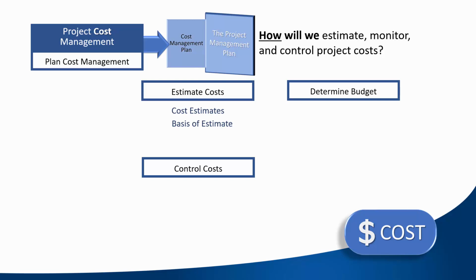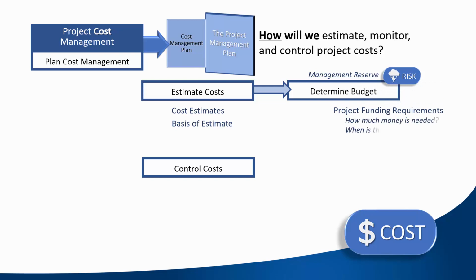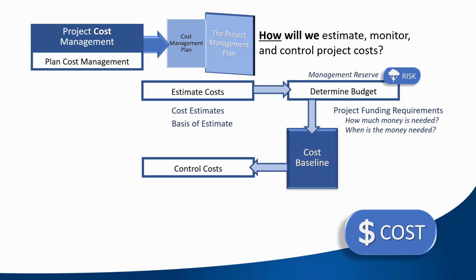Gather up all of the cost estimates, add in management reserve, which we discussed in the risk lessons, and you will determine the budget. Project funding requirements describe how much money is needed and when. For example, if you purchase a car, you don't need to pay cash for the full purchase price. The funding requirements would describe how much you will need up front and then monthly to make payments and cover other expenses. The cost baseline is our target and is used during control costs, so we can see whether we are spending money as we had expected.